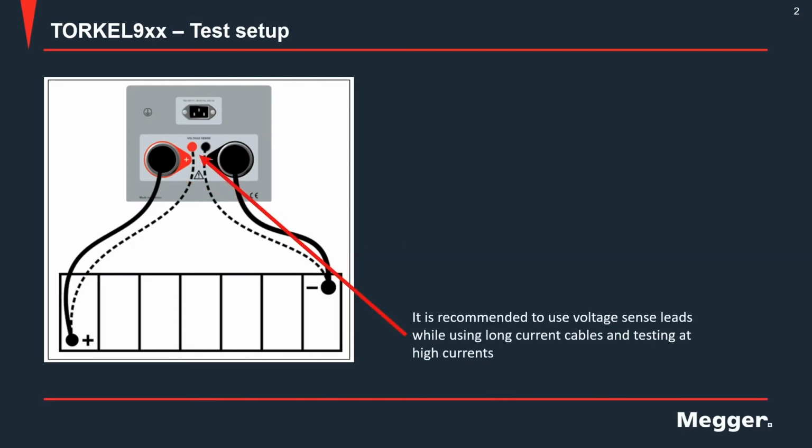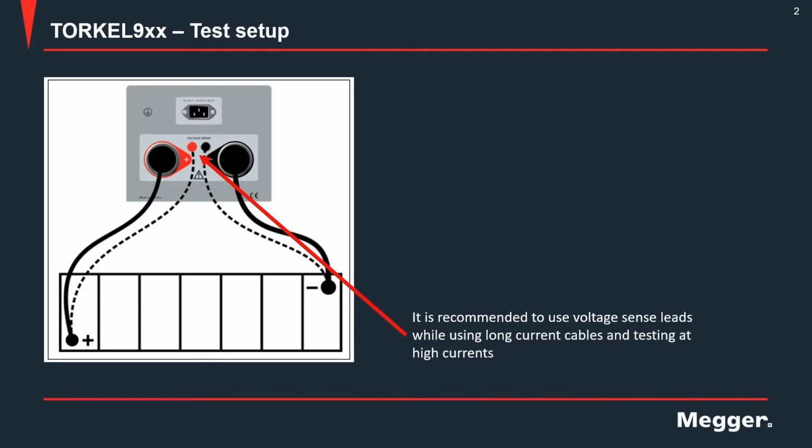Voltage sense leads are provided as optional accessories along with the Torkel. You would use voltage sense leads if you are testing with really long current leads and or you're testing at really high currents. What happens in these cases, there's considerable voltage drop along the current cables, and by default, the Torkel measures the voltage at the current posts, right? So that includes the battery voltage and the voltage drop along the cables.